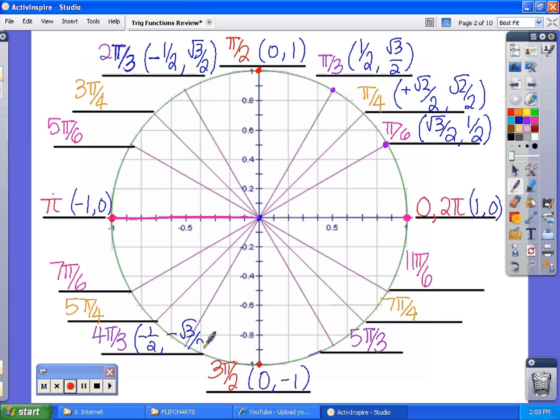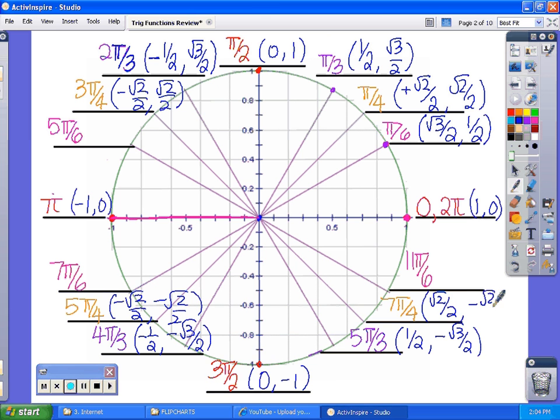And going to 5 pi over 3, we've gone to the right and we've gone down. And we can do this for each of the points. Pi over 4, I've gone left and I've gone up. 5 pi over 4, I've gone left and down. And then 7 pi over 4, I've gone right and down.